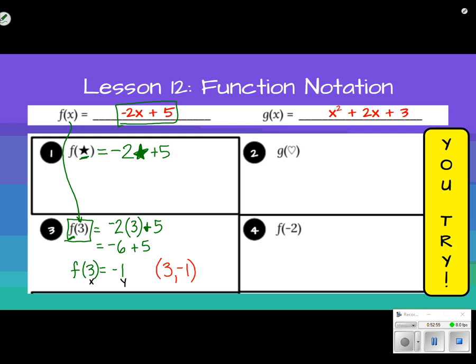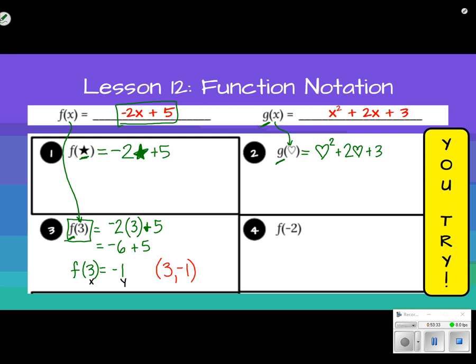All right, number 2. We're not using f. We are switching to g of x. So we're completely switching functions. That's why they have different names, so that I can give you several different functions and you can know which one I'm talking about. Instead of x, we're going to replace every single x with a heart. When we do that, everything else stays the same about it. So I'm getting ready to write x squared, but I'm not going to write x. I'm going to write heart squared plus 2 times, don't write x, write heart, plus 3.